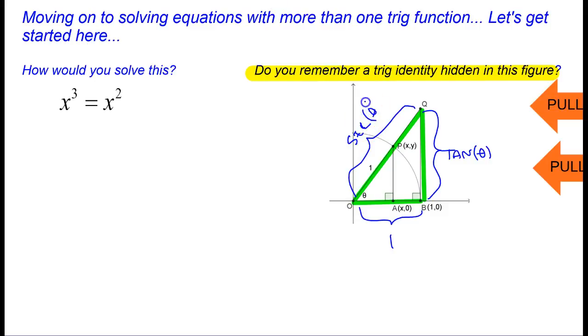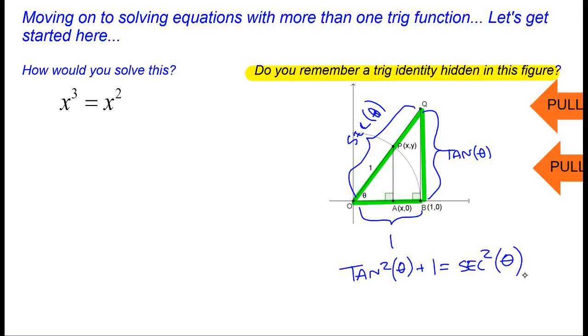So the trig identity here is as follows. Tan squared of theta plus 1 equals secant squared of theta. And that is another of the Pythagorean trig identities.